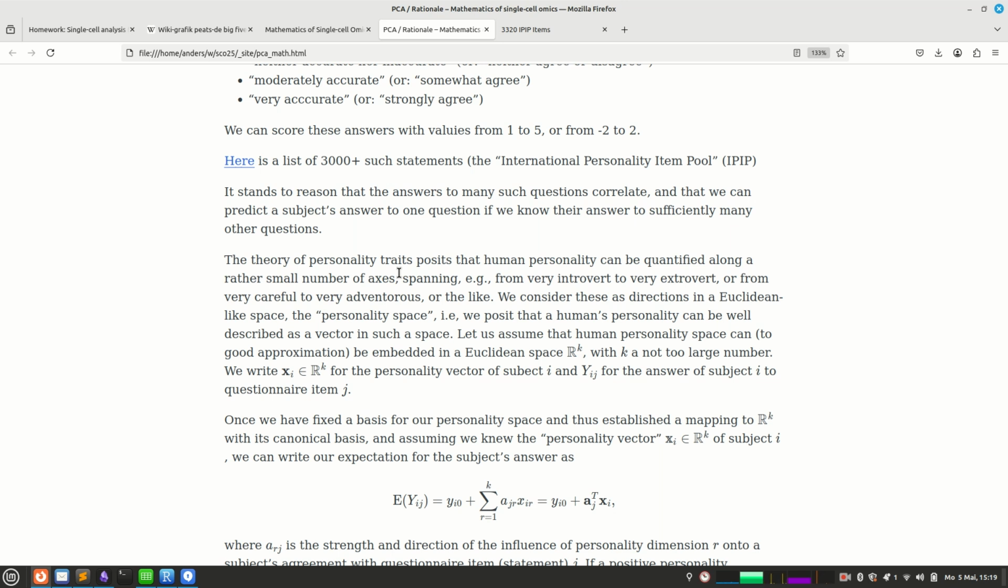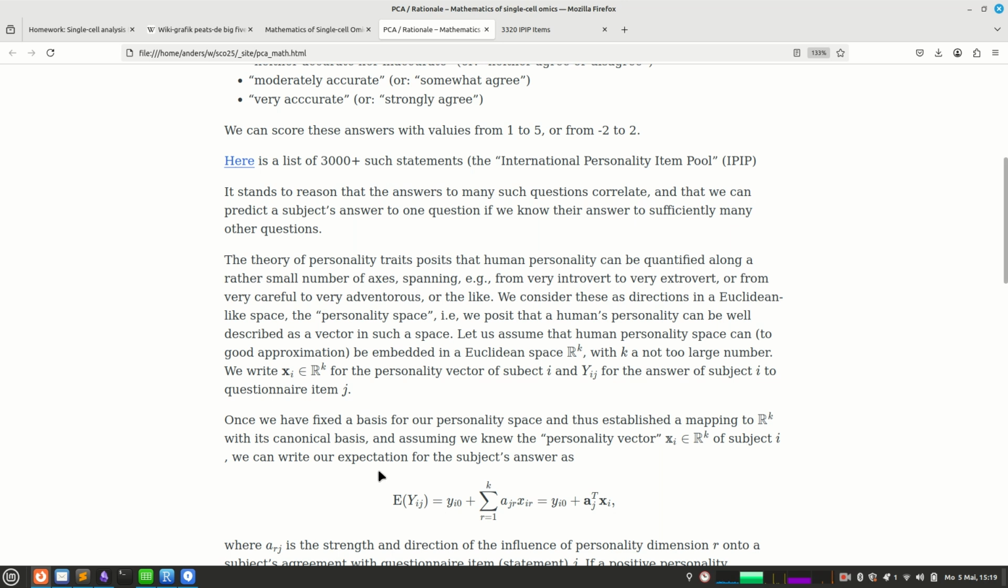And we put this together now by saying, we assume that we have a space, and at the moment, as usual in linear algebra, we assume that this space is just an abstract space which doesn't have a basis yet. And we will have to fix a basis later. But for the moment, let's assume we have already fixed a basis so that we can write down this personality vector in actual components, x1 to xk. And if we want to predict the subject's answer to one of our thousands of questions, as you already know, we will later find that k equals 5 is a reasonable number to assume.